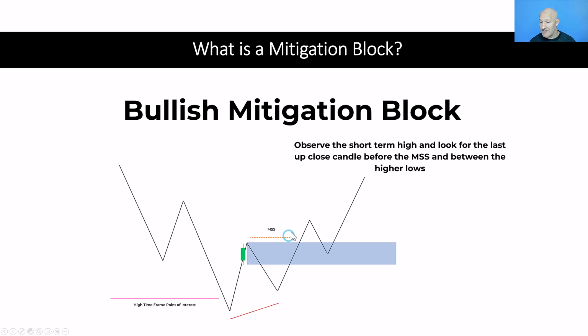The market then trades higher. So we break the short-term high, creating that market structure shift. Price trades back again before then continuing higher. And so once again, how do we find our bullish mitigation block in this piece of price action?